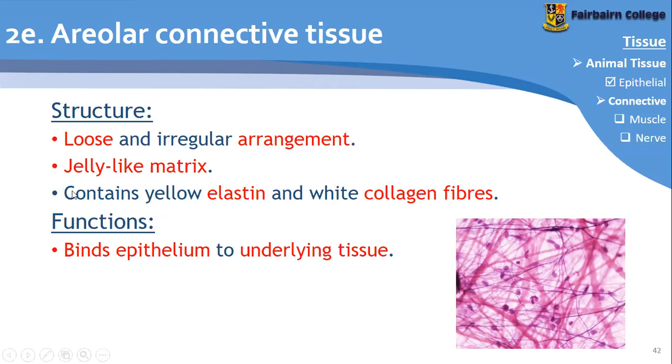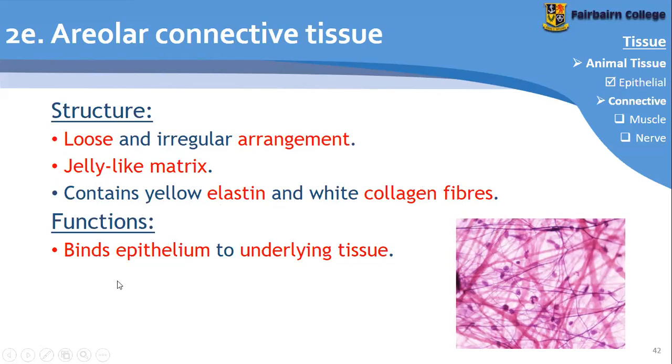So what else do we find there? We find a jelly-like matrix. The matrix is very jelly-like, so even less stiff than the cartilage, and it contains yellow elastin and white collagen fiber. So it contains both elastin and collagen fibers. I hope you're still following along. Earlier we discussed the elastin and the collagen, and now again it comes up. In areolar connective tissue you find both those fibers.